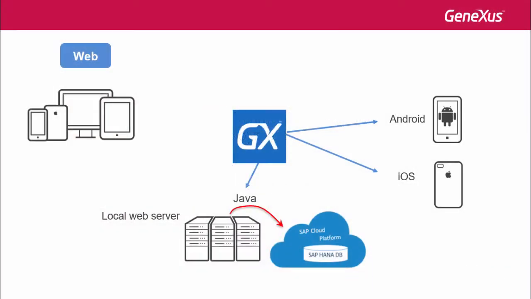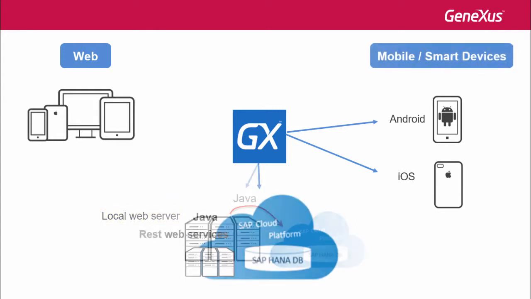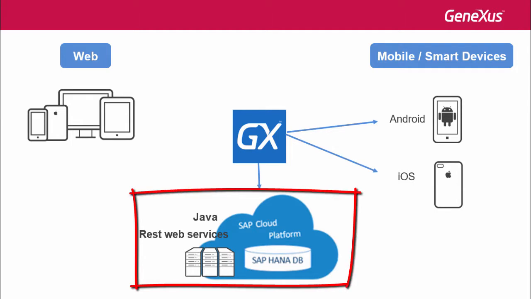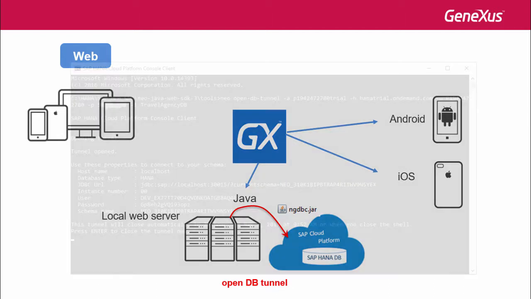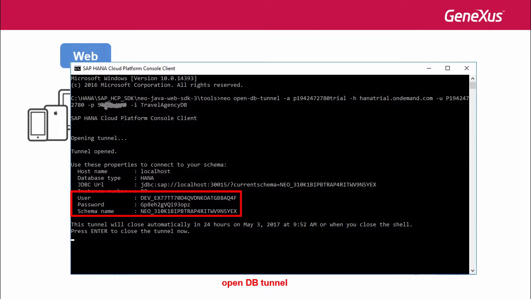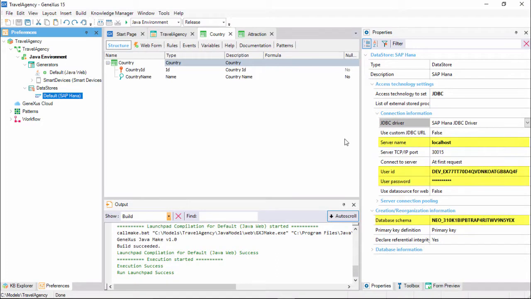So far, we've been prototyping in a local web server. Suppose that we want to create a test environment in SAP Cloud Platform using the same database. How is this done? In our environment, in order to connect from the local Tomcat to the HANA database in SAP Cloud Platform, we used the driver provided. We had to open a tunnel to the database schema. From this tunnel, we extracted the values of these data store properties.